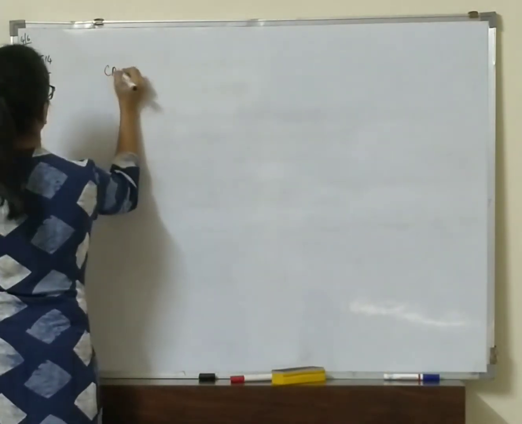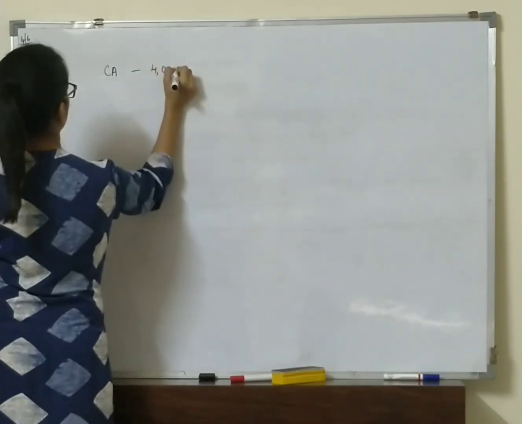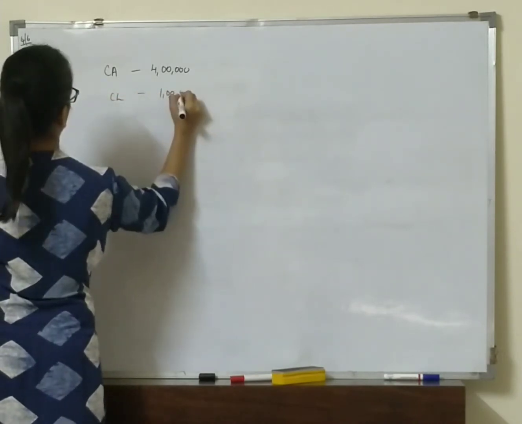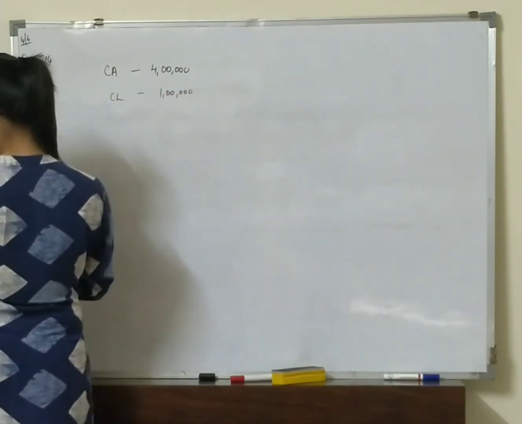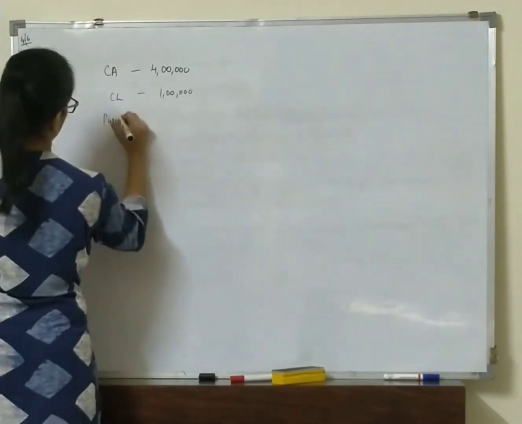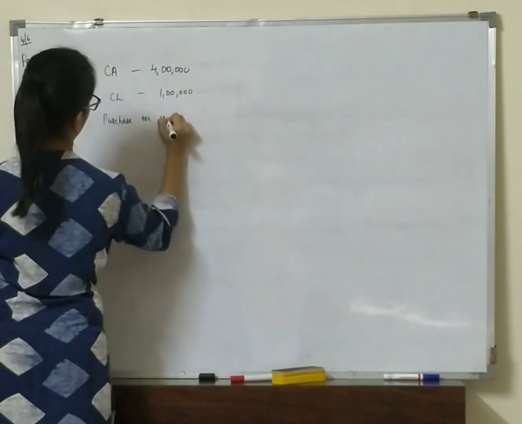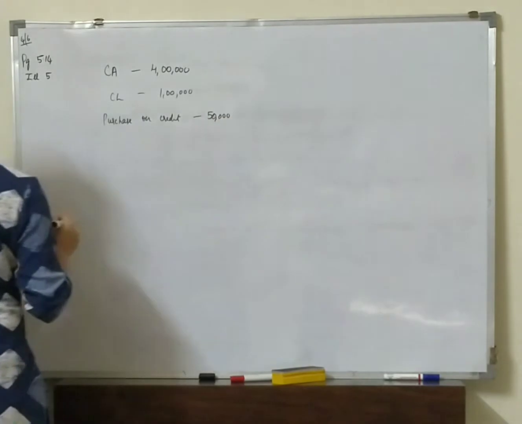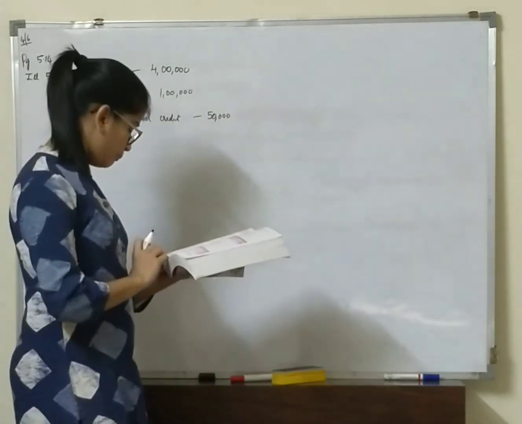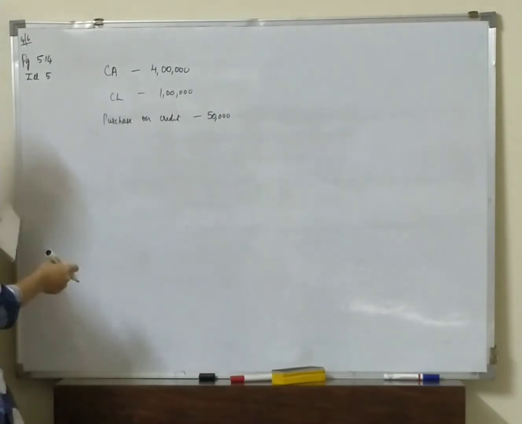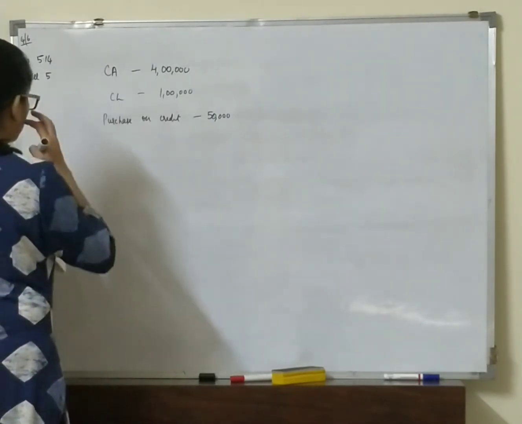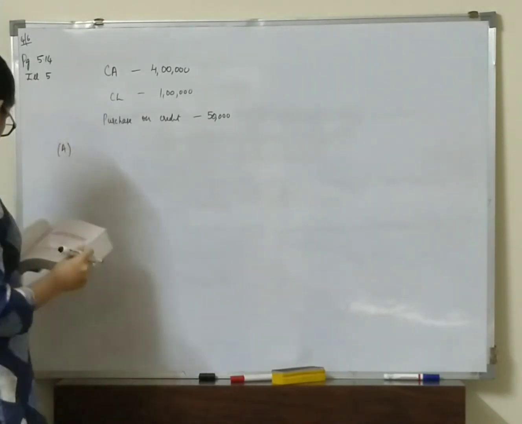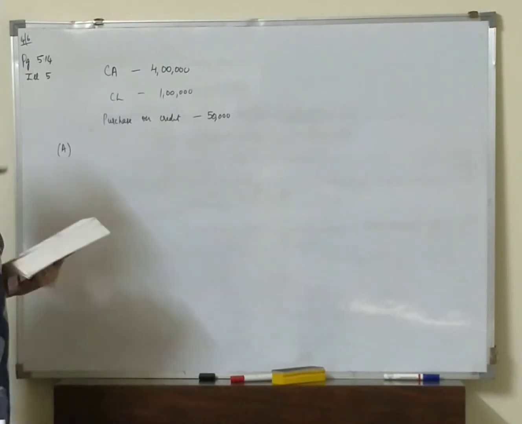We have current assets of 4 lakh. We have current liabilities of 1 lakh. We have purchase of goods on credit. How much is it? 50,000. We have to calculate the current ratio after the purchase. So after the purchase, what will happen to our current assets? First, the first solution, part A. Calculate the current ratio after the purchase of goods.